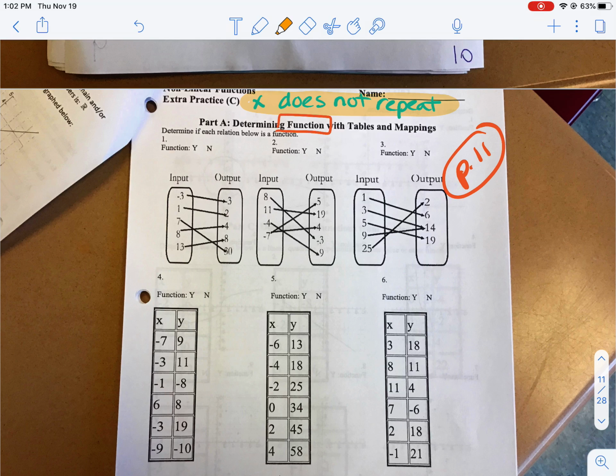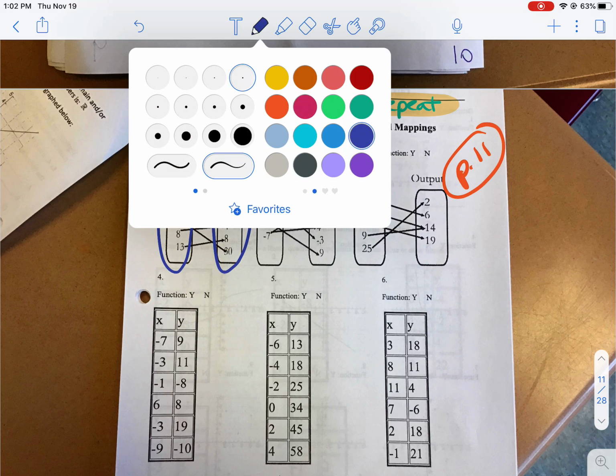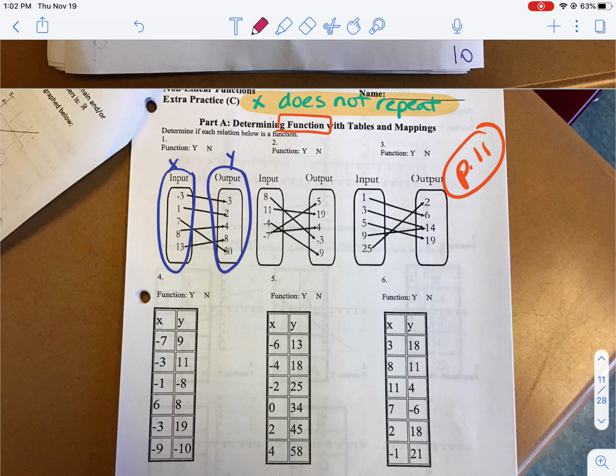So we're going to look at page 11 and we're going to sort of talk about mappings and tables today to focus in on two things. So the first one we're going to look at, we have this input here. Another word for input is our x values. And then we have our output, our y values. So let's sort of map those together.